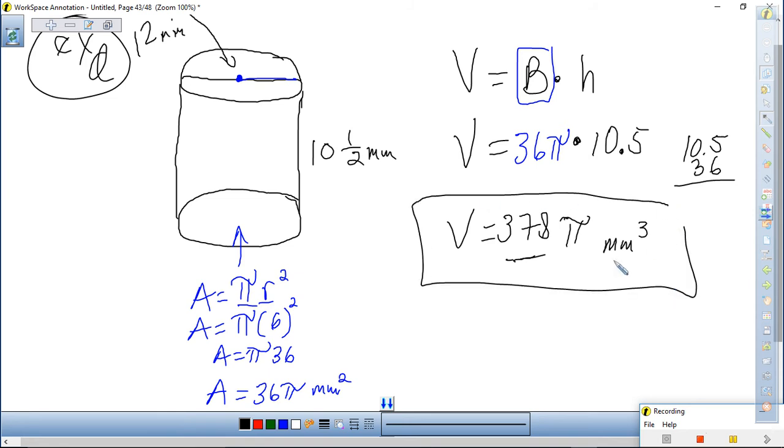Now, on the home plate, instead of pi, they said to replace pi with what number? 3.14 and round to the nearest tenth. So, for right now, we're going to leave it in pi form so that we can get some practice. Okay? So let's do another one. Here we go. Example, super cube.